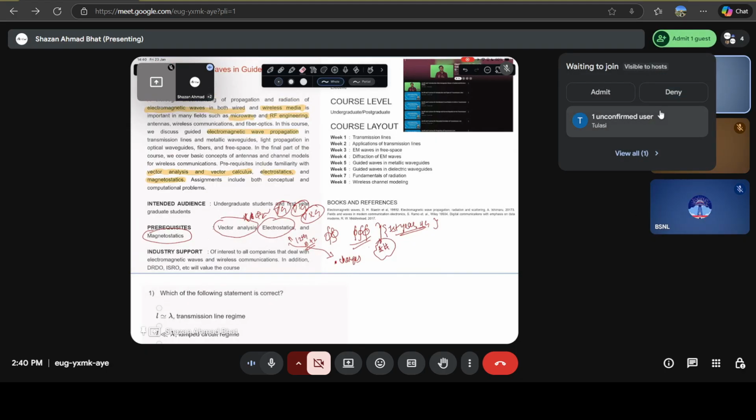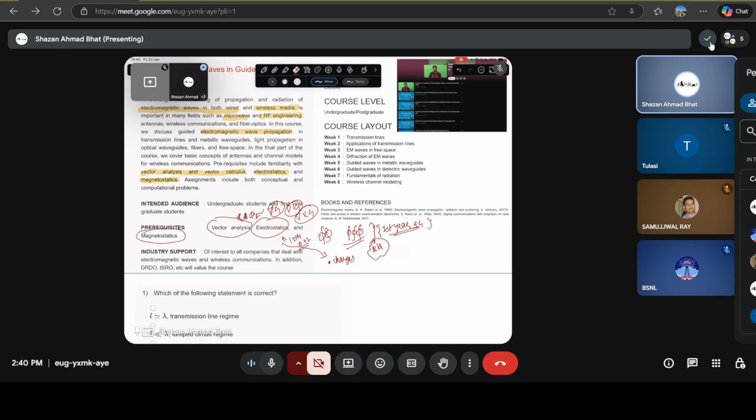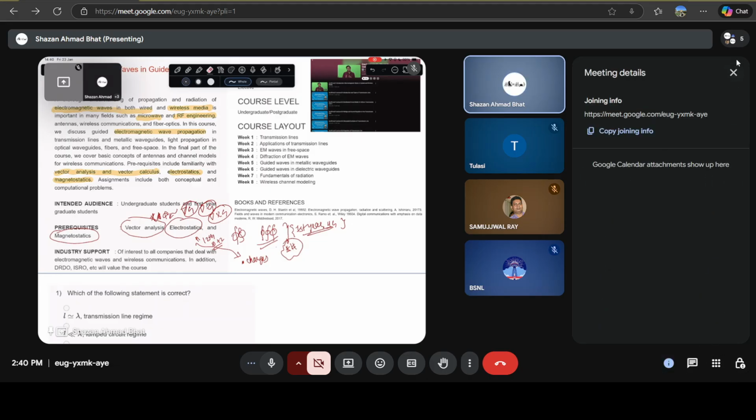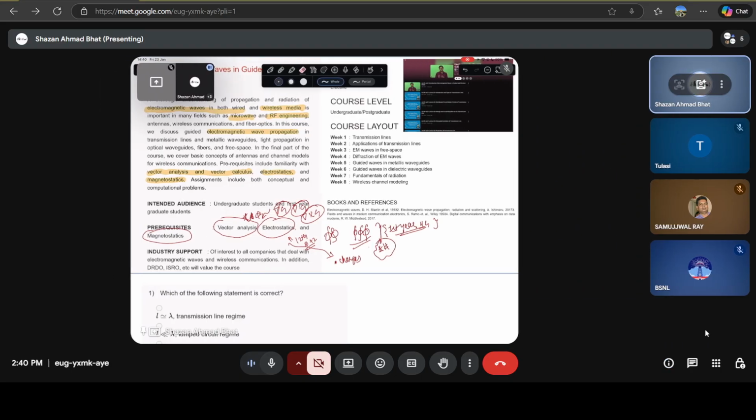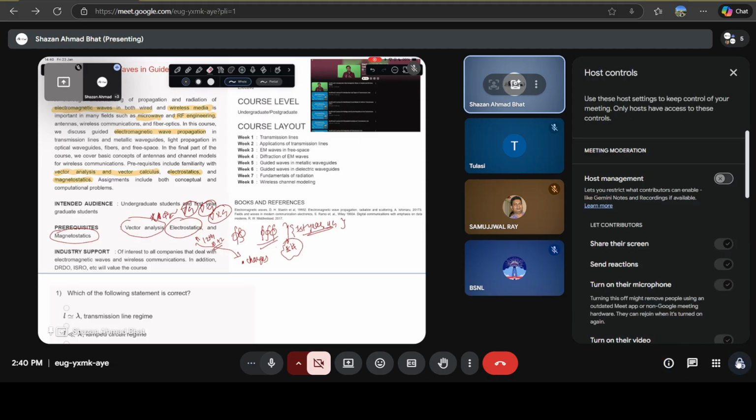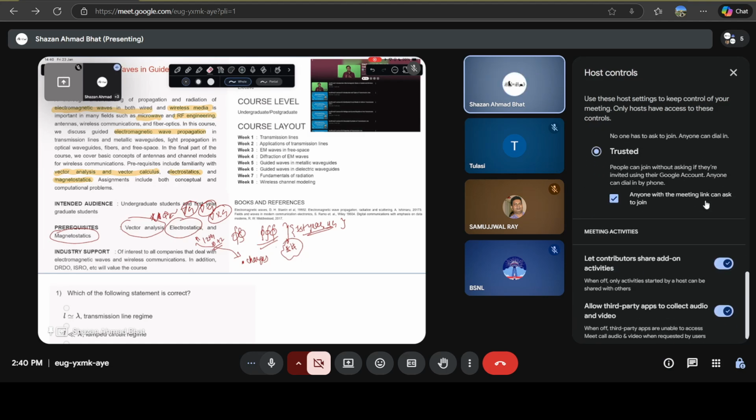This is annoying. I just want to admit the guests automatically so that I don't have to add people every time. Where can I do it? Just give me a moment. Meeting details. Let's restrict you. Host must join.